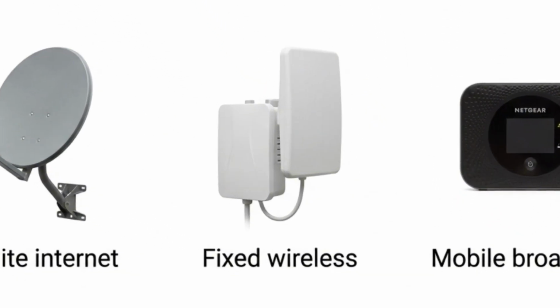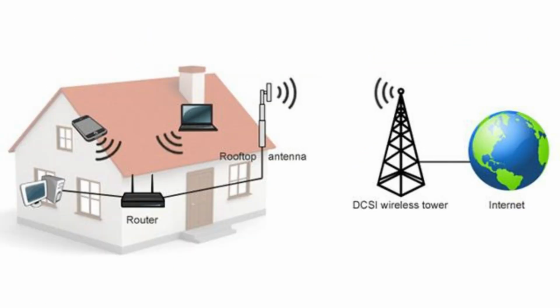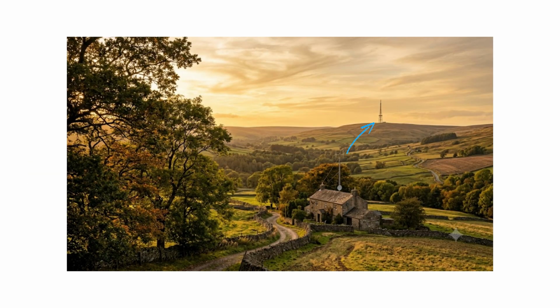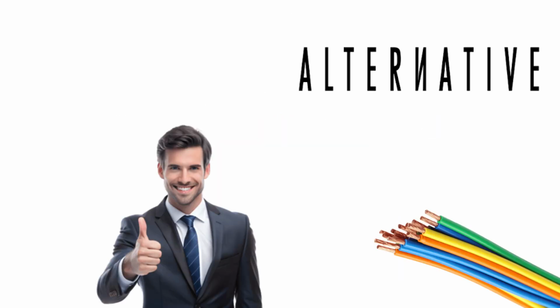Fixed wireless. This doesn't rely on cables, but the signal comes from a ground tower, not from space. An antenna on your home communicates directly with a local transmission tower that's connected to a fiber backbone. It's popular in rural areas because you only need a clear line of sight to the tower, though trees or buildings can interfere. It provides a reliable connection and often lower latency than satellite. Speeds have improved a lot, making it a solid alternative for those without cable or fiber.